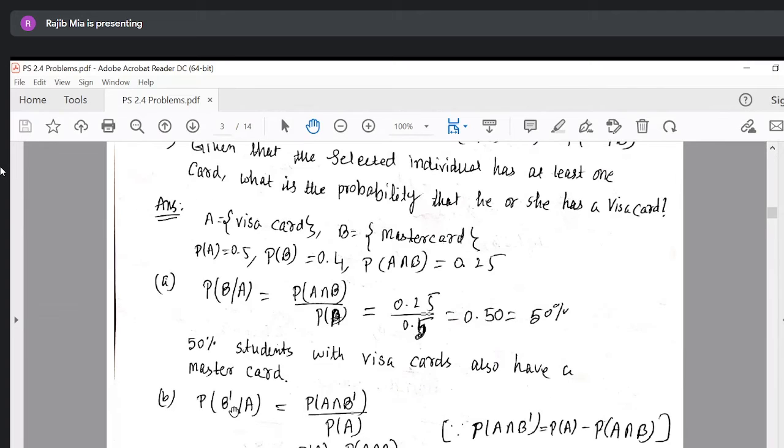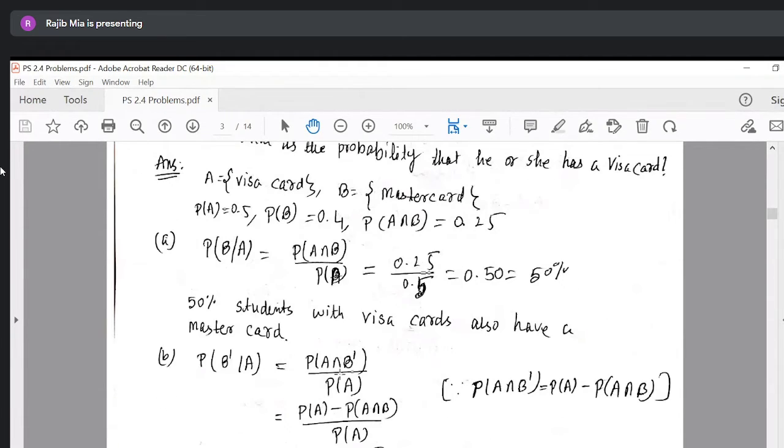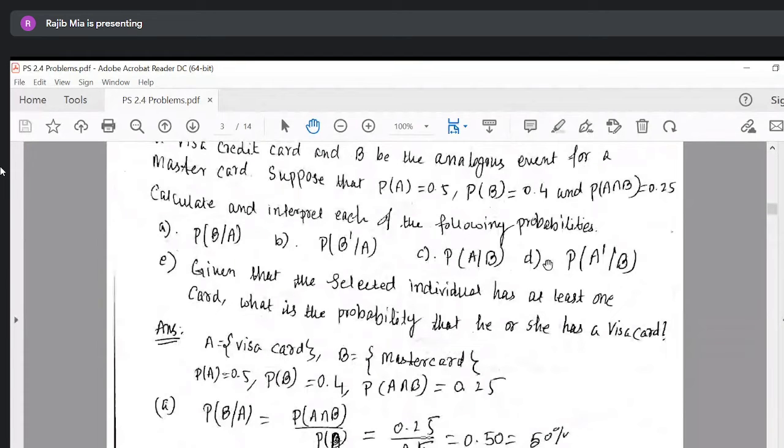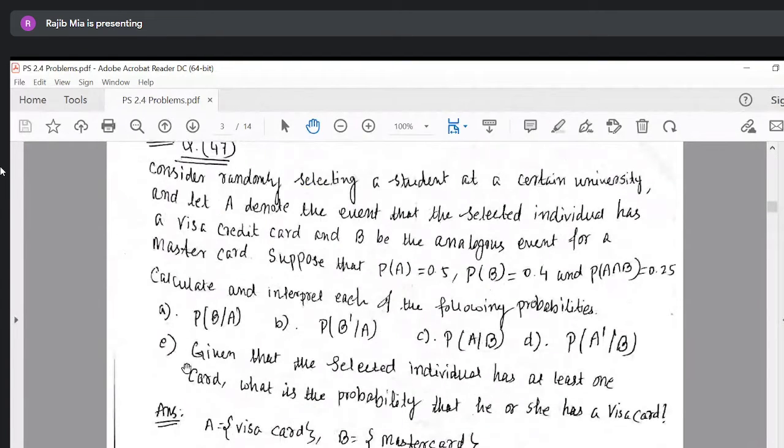Then similarly, probability of B complement by A is probability of A intersection B complement by probability of A. Again use this formula: probability of A intersection B complement means probability of A minus probability of A intersection B. Use the values of probability of A and probability of A intersection B. The value is 0.5. Similarly, you can find part C and part D. So see the last part E.